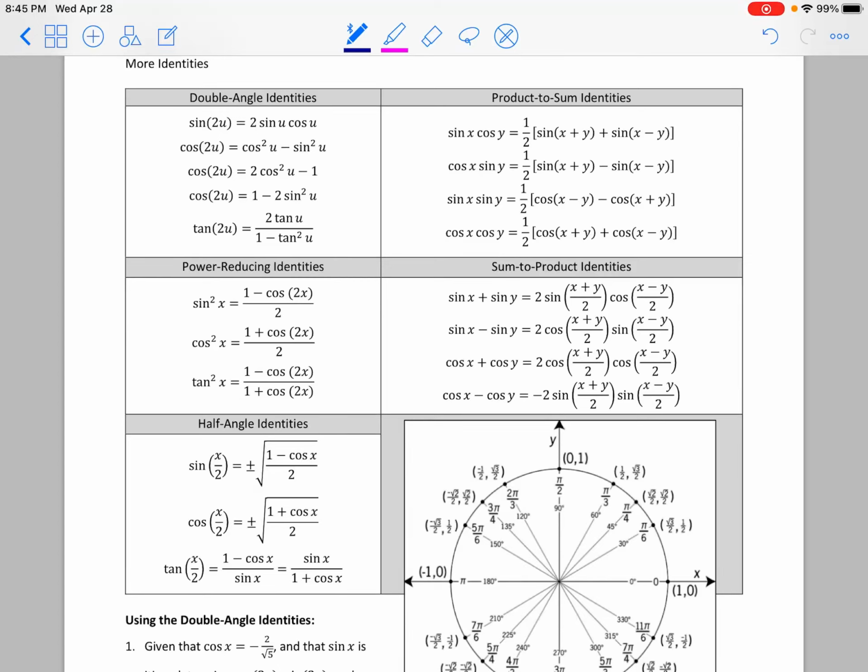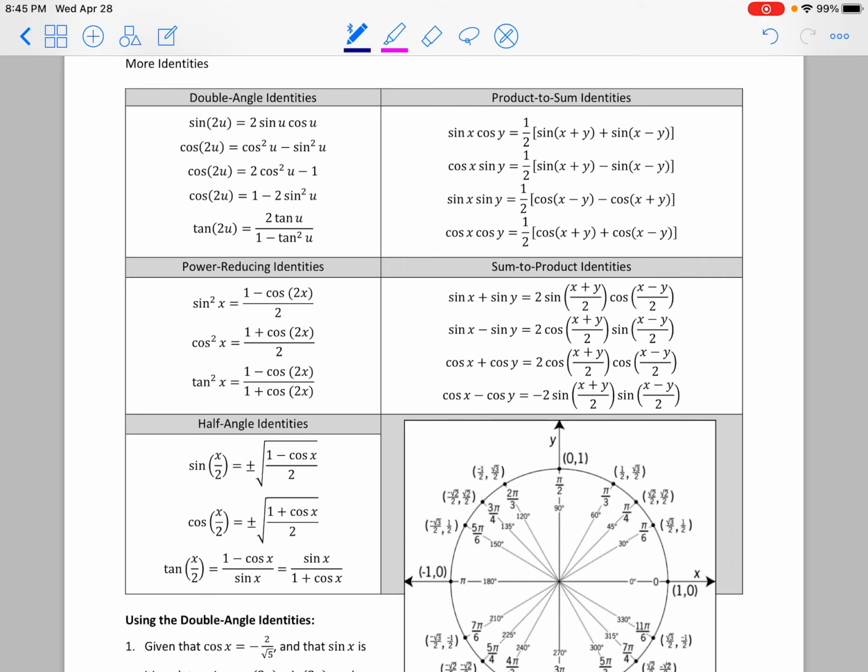Hello and welcome to our lesson on more identities. What we're going to do in this particular topic is just build off of what we've been working on for the previous two topics. We're talking about trig identities, which are just statements of equality. And remember, the purpose of these identities is to do a few different things.